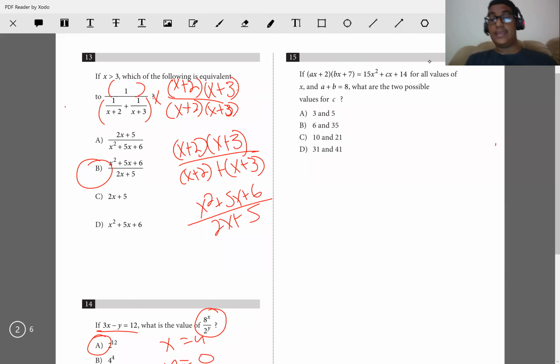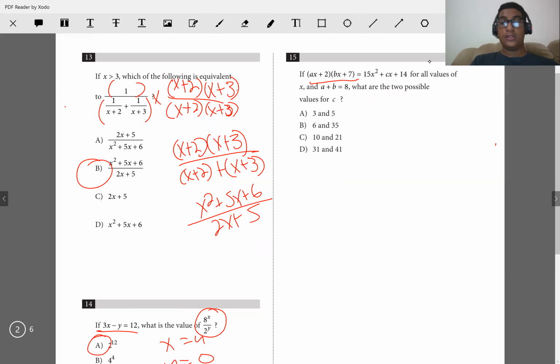Now number 15. This is the last of the multiple choice questions. So this is one of the harder questions. So if ax plus 2 times bx plus 7 equals 15x squared plus cx plus 14 for all values of x, and a plus b equals 8, what are two possible values for c?